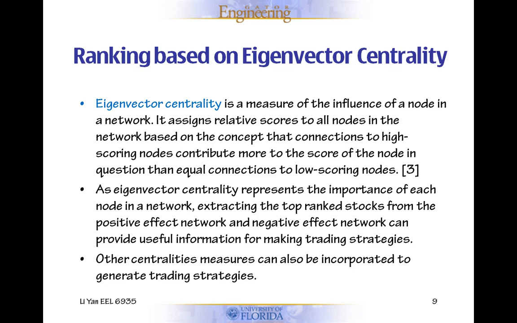Eigenvector centrality is a measure of the influence of a node in a network. It assigns relative scores to all nodes in the network based on the concept that connections to high-scoring nodes contribute more to the score of the node in question than equal connections to low-scoring nodes. And as eigenvector centrality represents the importance of each node in the network, extracting the top-ranked stocks from the positive effect network and the negative effect network can provide useful information for making trading strategies.